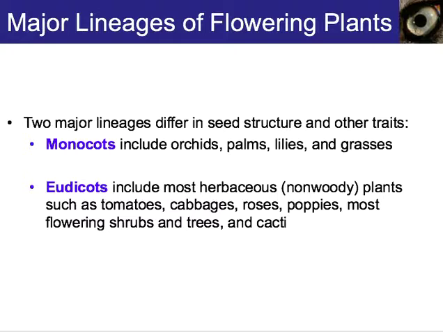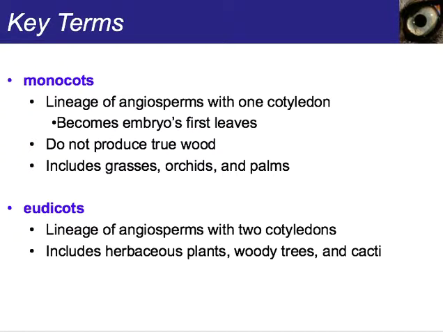There are two major lineages that differ in seed plants. There are monocots, and monocots include orchids, palms, lilies, and grasses. And then you have eudicots, which are tomatoes, cabbages, roses, poppies, and most flowering shrubs and trees and cacti. So monocots are a lineage of angiosperms. And what happens is they do not produce a true wood, and they include grasses, orchids, and palms. And a eudicot is a lineage of angiosperms that include herbaceous plants, woody trees, and cacti.